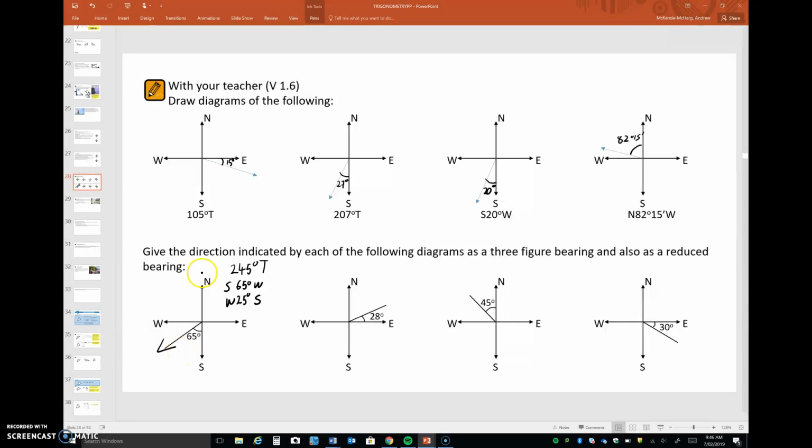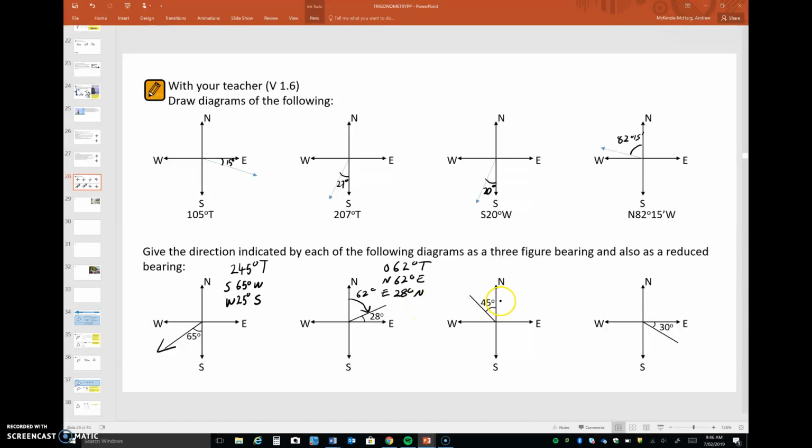Okay, you might want to pause the video and try the rest, then I'll just go through them quickly. Okay, so this first one, this angle here, you work out, you take 28 from 90, what do we get? 62. So we get 062 degrees true. It's important you have that 0 in front, three-figure bearing. We could also say north, 62 degrees towards east, or east, 28 degrees towards north.